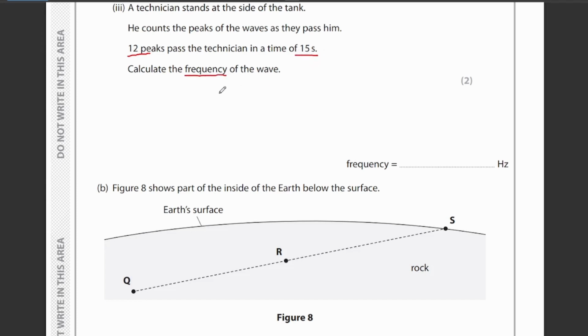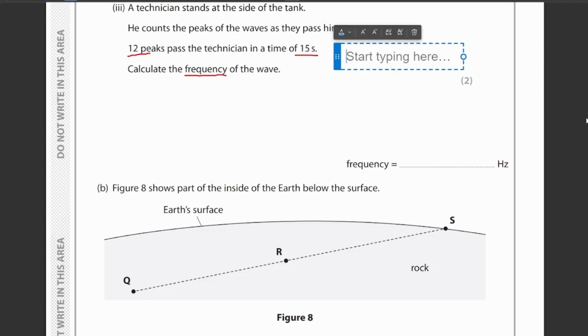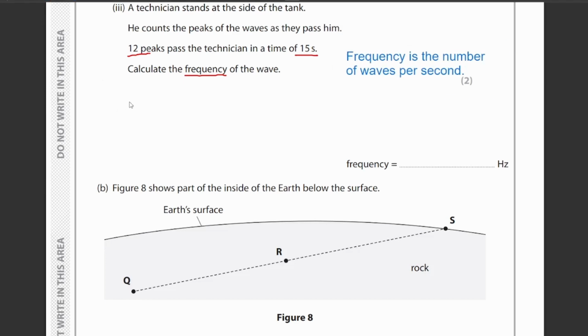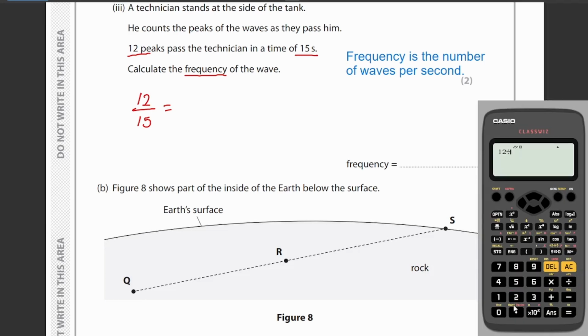Calculate the frequency. Now, the definition for a frequency is the number of waves per second. So based on that definition, if you are getting 12 peaks in 15 seconds, in order to find the number of waves per second, you would divide 12 by 15. What is 12 divided by 15? 12 divided by 15 should give you 4/5. To change it into decimals, you would press the S-D button. So 0.8. The answer is 0.8 hertz.